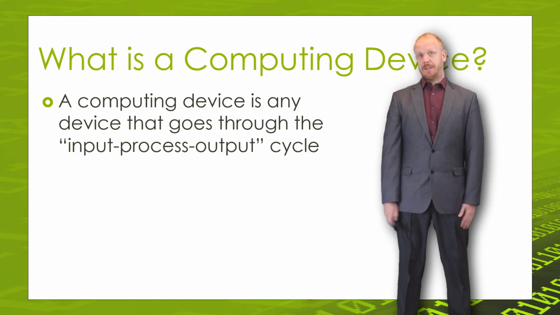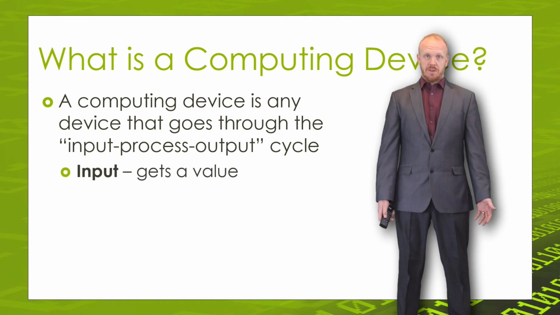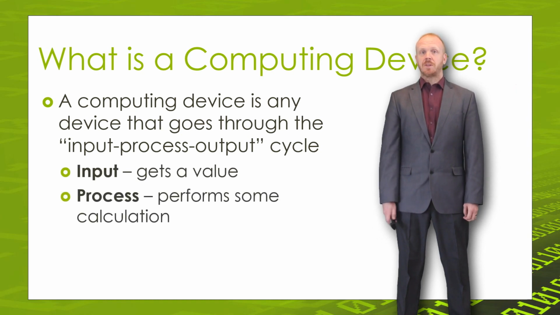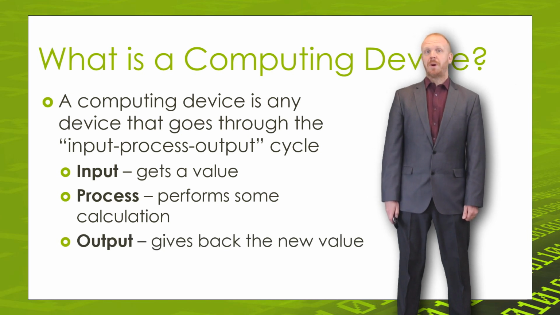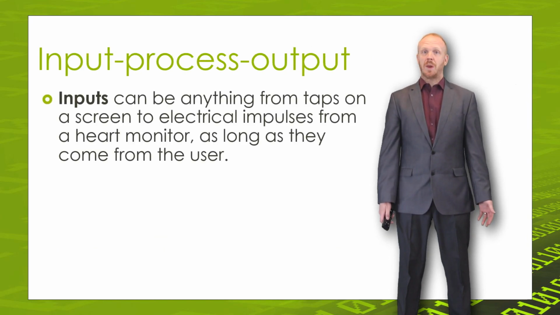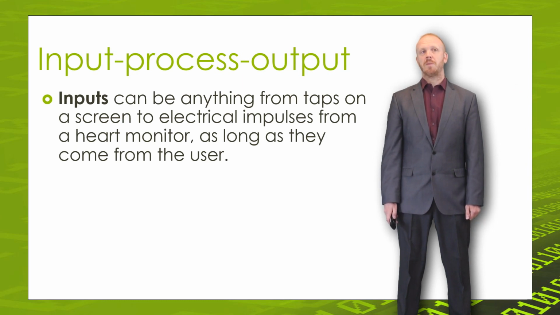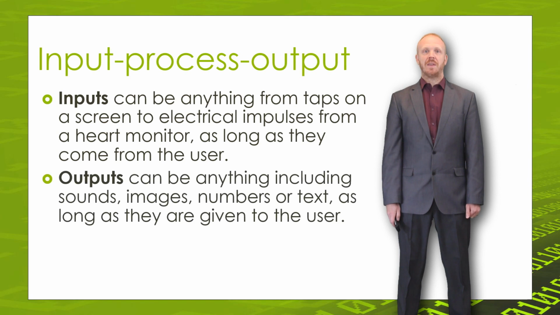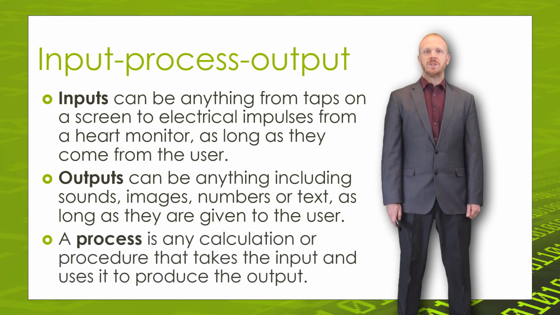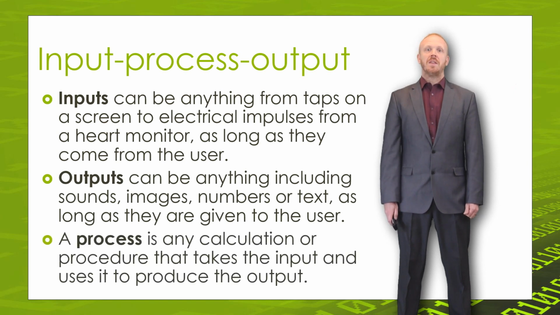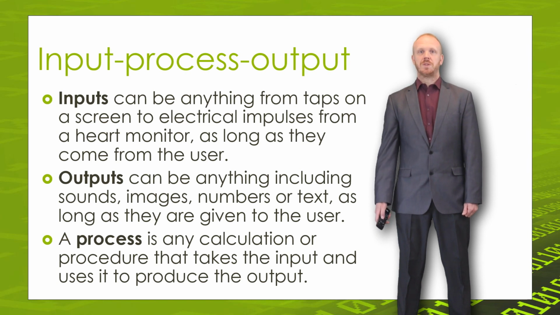So what is a computing device? Well, a computing device is any device that goes through the input, process, output cycle. An input, something that gets a value; a process, something that performs a calculation using that input; and output, the result of that calculation being given back to the user. Inputs can be anything from taps on a screen to electrical impulses from a heart monitor, as long as they come from the user. Outputs can be anything including sounds, images, numbers, text, as long as they're given to the user. And a process is any calculation or procedure that takes the input and uses it to produce the output.